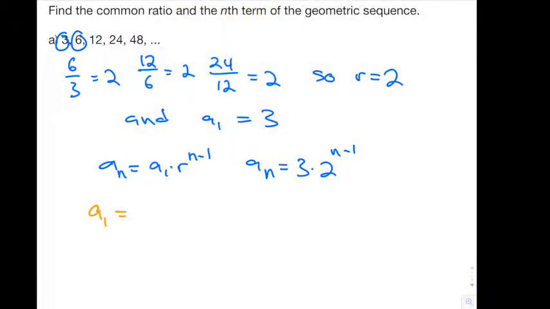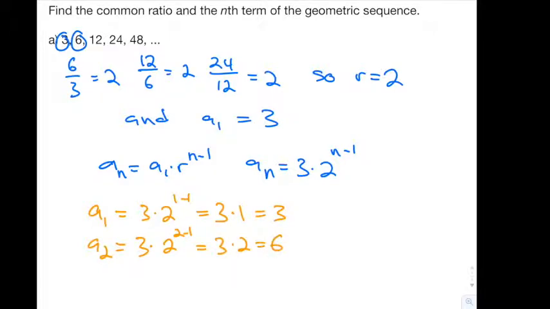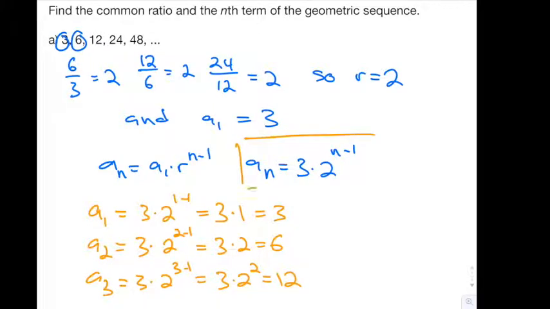A sub 1 equals 3 times 2 to the 1 minus 1, which equals 3 times 1, which equals 3. A sub 2 equals 3 times 2 to the 2 minus 1, which equals 3 times 2, which equals 6. A sub 3 equals 3 times 2 to the 3 minus 1, which equals 3 times 2 squared, which equals 12. Cool. So this works, and this is the rule for this particular geometric sequence.